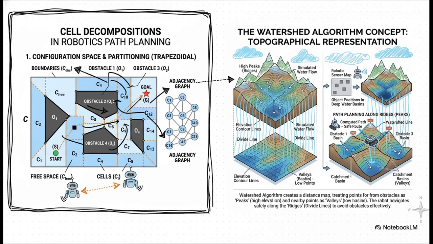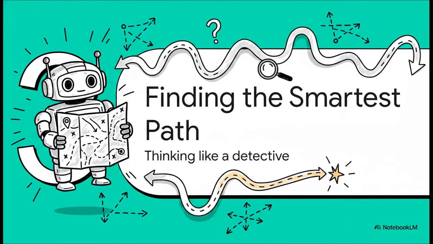On the left, you've got something called cell decompositions, which just breaks up the free space into simple shapes, and the robot just kind of hops from one cell to the next. And on the right, the watershed algorithm imagines the map as a 3D landscape, where obstacles are deep pits, and the safest paths are the high ridges between them. Pretty clever stuff. So, the robot has its map.